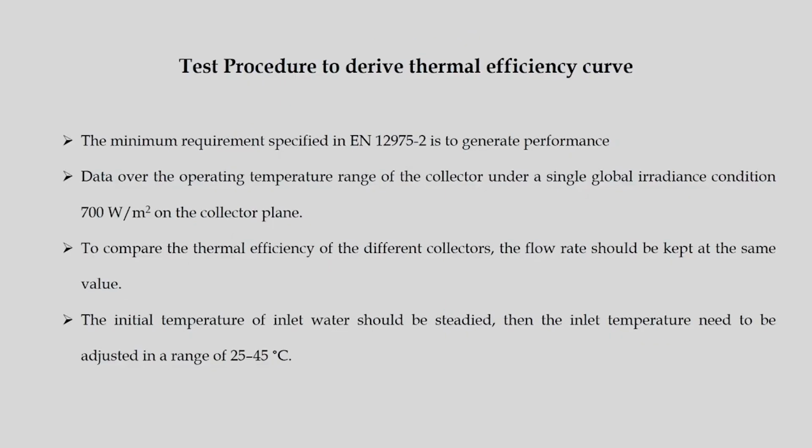So, we have followed the following test procedure to derive thermal efficiency curve, like minimum requirement specified in EN 12975-2 to generate performance, and we have performed the experiments when solar radiation is more than 700 watt per meter square, and to compare the thermal efficiency of different collectors, the flow rate should be kept at the same value, right, and initial temperature we controlled in the range of 25 to 45 degrees C.